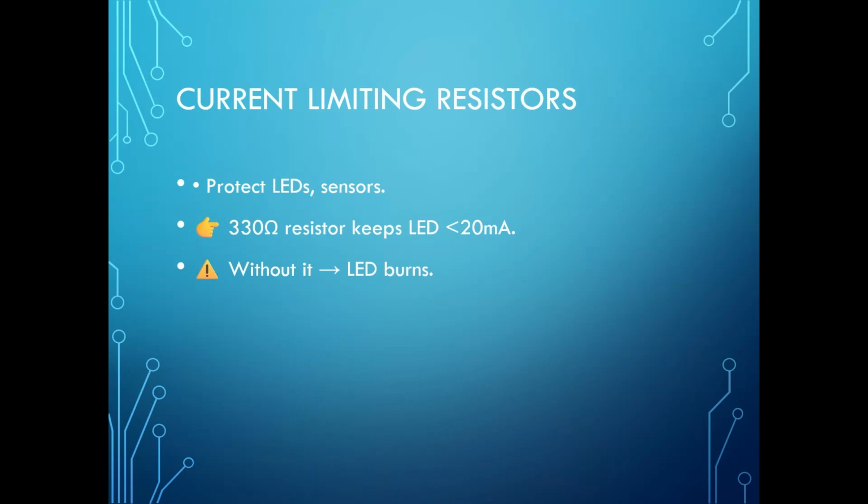Current limiting resistors: if you want to protect LEDs and sensors, always use current limiting resistors. Suppose you have a 330 ohm resistor in an LED circuit, it keeps the current flowing at 20 milliamperes. If there is no resistor, the LED will burn within seconds, even milliseconds.